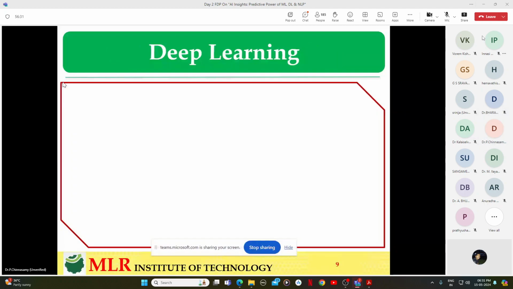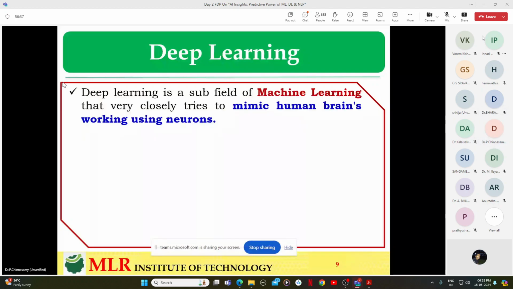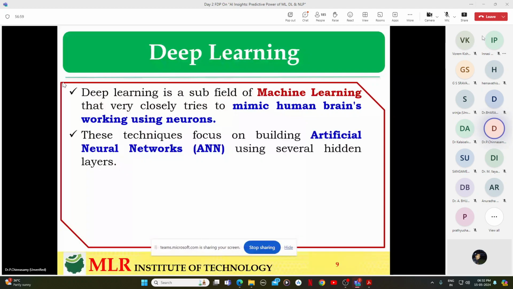Now, deep learning is also a subfield of ML, but the main thing is that it works closely based on the human brain. The human brain has bundles of neurons, right? Once these neurons are working, we have a networking concept called an artificial neural network. This is nothing but hidden layers before predicting an output.